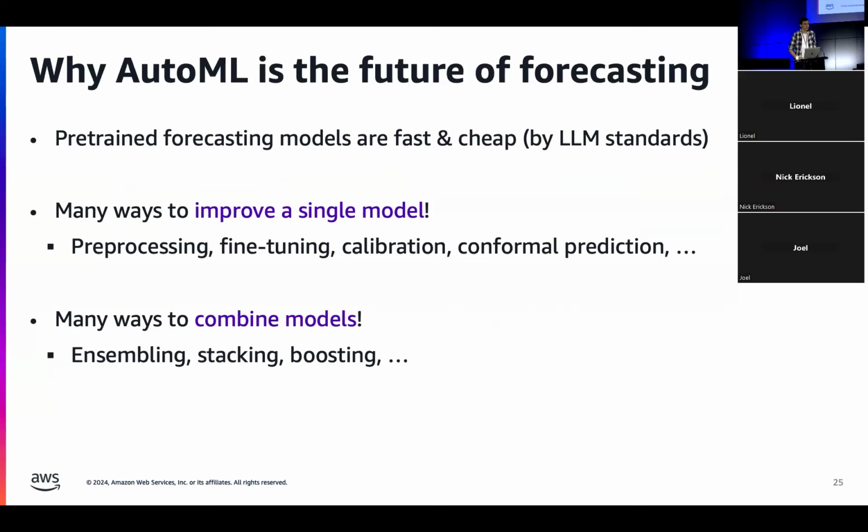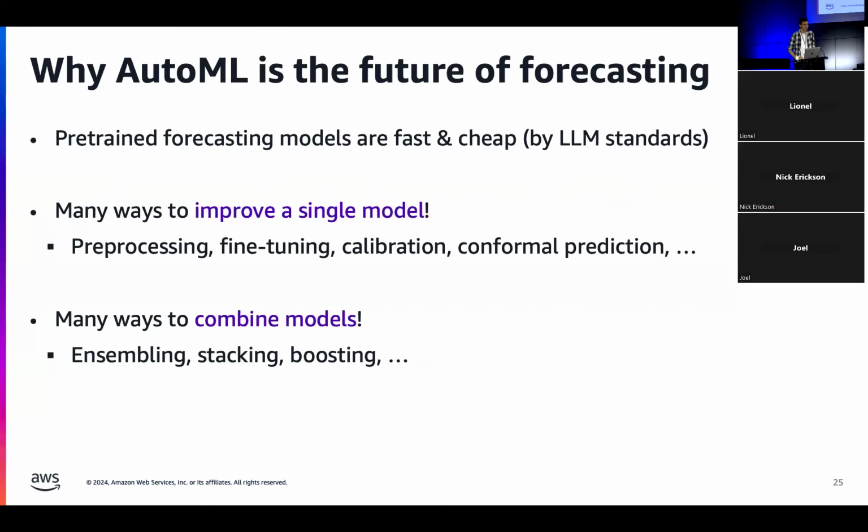But even if you look at a single model, because it's so cheap, we can do lots of different things with it. We can run it many times. We can see how it performs on the data. We can apply techniques like, of course, fine-tuning. We can also try different pre-processing techniques on the data, which will result in different results from the model. We can do calibration, conformal prediction. All of these things are kind of like AutoML, even around the single pre-trained model. Because it's so small and so cheap, we can do all of these things.